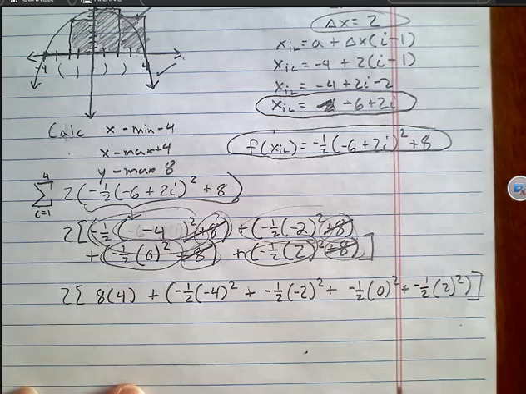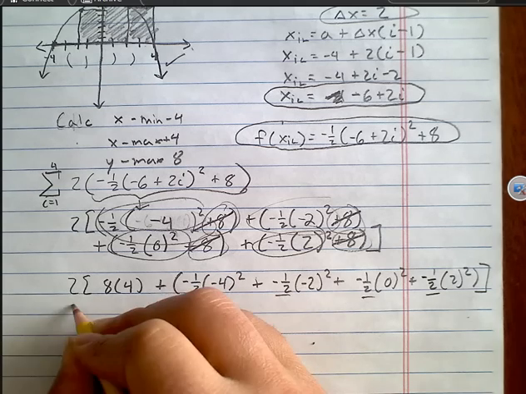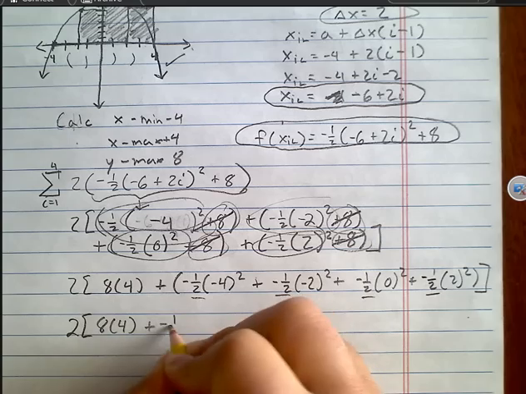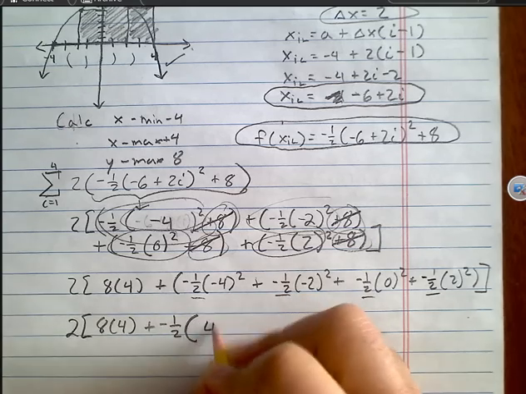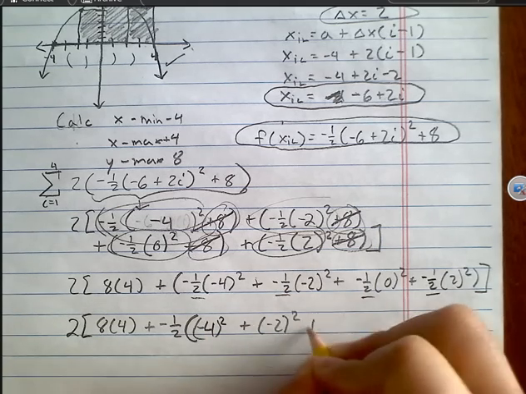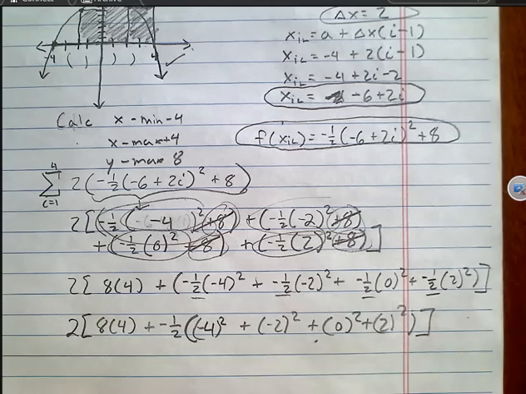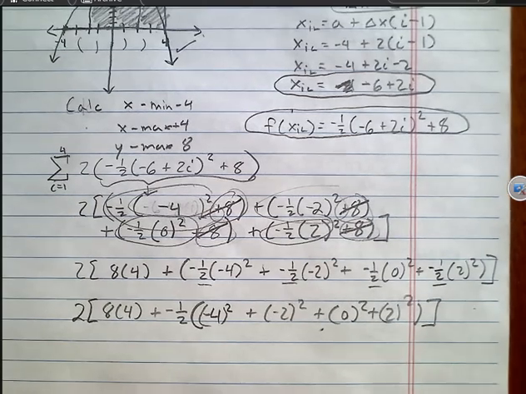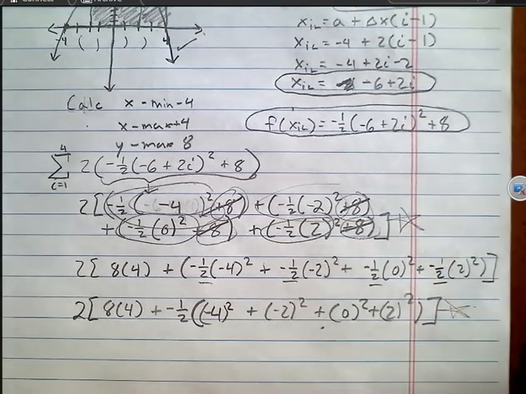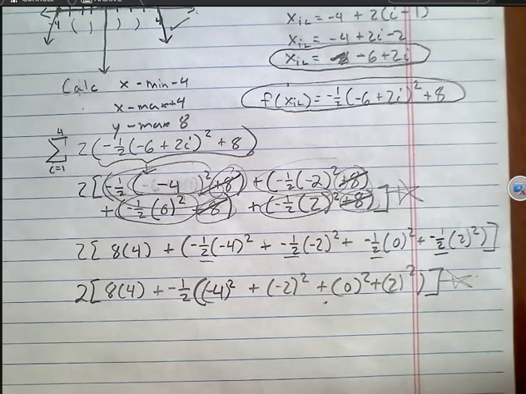I think I'm going to make it even easier on me because they all have negative 1/2 in common. So I'm going to take that out. So it's going to be 2 times [8 times 4 plus negative 1/2 times (negative 4 squared plus negative 2 squared plus 0 squared plus 2 squared)]. And look at that. That's so much easier than this. But if you have a calculator, this is no problem. But I'm dealing with no calculator here, which is a situation you might find yourself in on the AP exam.